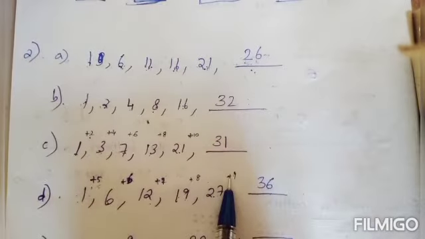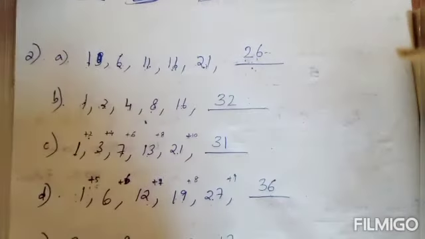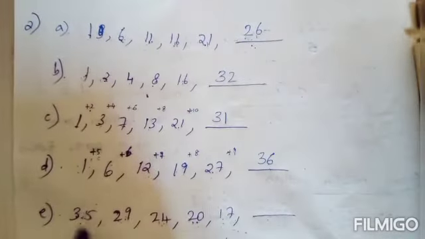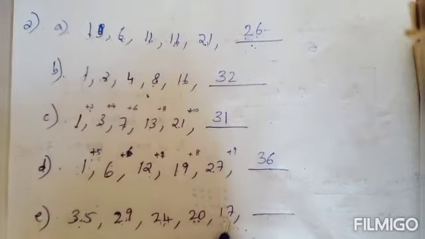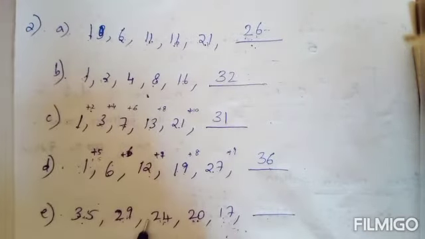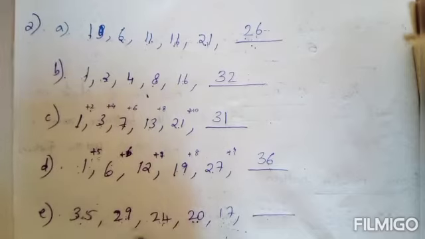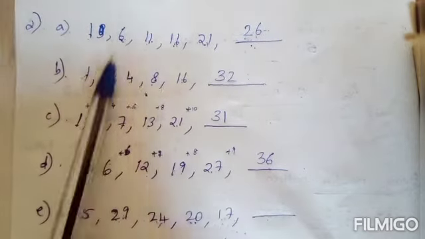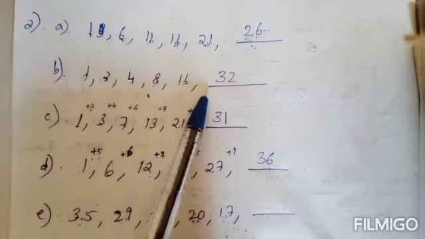Next it will be 9. 27 plus 9, you will get 36. Then E: 35, 29, 24, 20, 17. Here you can notice one thing: the numbers are decreasing. But in these 4 patterns, the numbers are increasing.